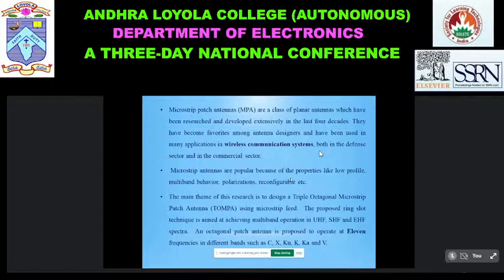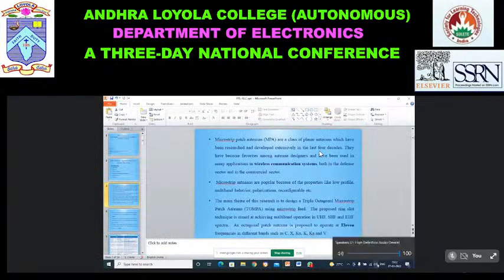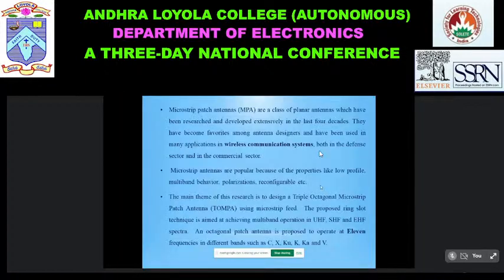Microstrip patch antennas are a class of planar antennas which have been researched and developed extensively in the last 4 decades. Sorry for the interruption, madam. Can you please increase your volume? Your speaking tone, ma'am, not your speakers. Sir, is it audible? Yes, ma'am, it's audible, but please increase your speaking tone a little bit.